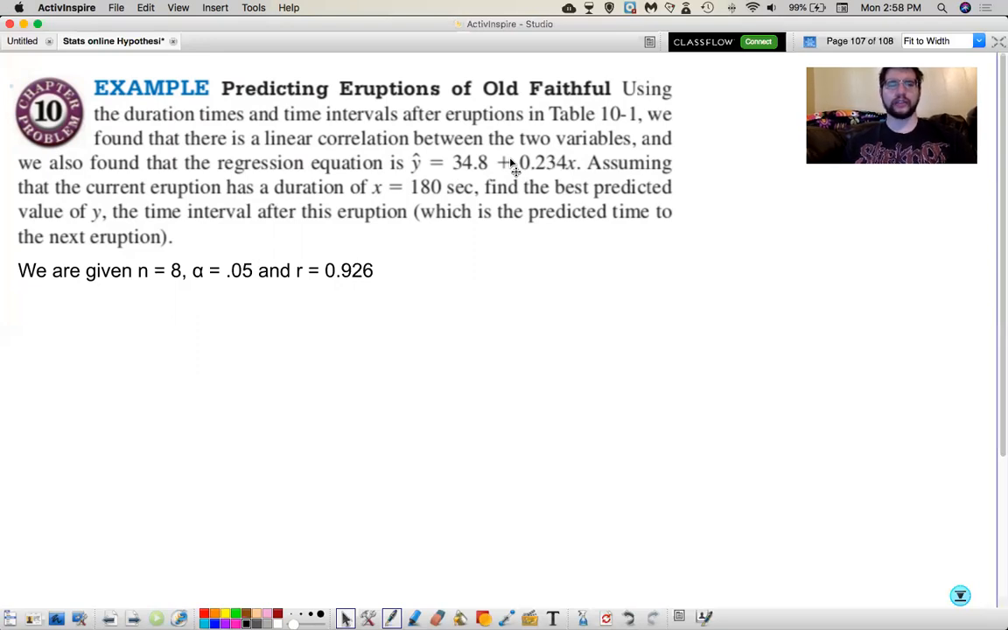Assuming that the current eruption has a duration of 180 seconds, find the best predicted value of y. If this wasn't significant, we would just have to use whatever y bar is. We don't even know what it is, so we couldn't do that at this point, but they did give us the data, so we would have to average that and find out what it is. But in this case, it's significant, so we're just going to plug in 180. So it's significant, check.